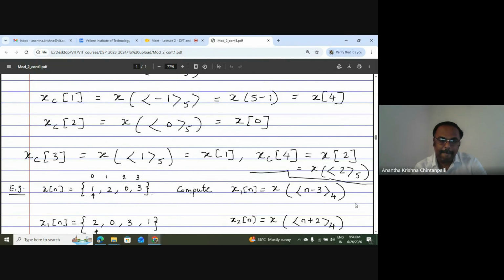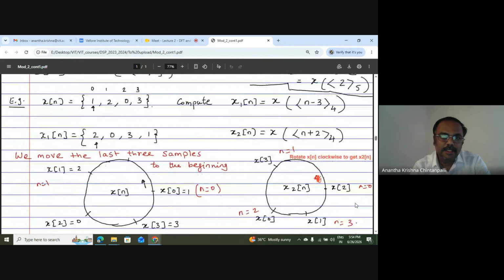Now, let me take another example just to make sure that it is clear to you. So x of n is 1, 2, 0, 3. And then I need to compute x1 of n, x of n minus 3 modulo 4. The length is 4. So for n minus 3 modulo 4, I take the last three samples and put them at the beginning. So 2, 0, 3, and then 1, giving 2031.